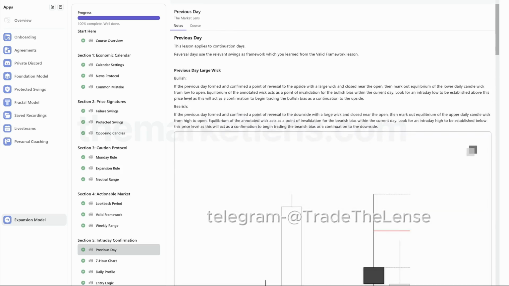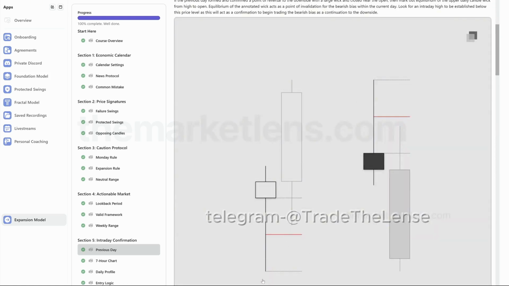If the previous day had a large wick and closed near the open, then we can just say that we're going to use 50% of that wick. So from the high of the wick to the low, 50% of that, we expect the following day, if it's a continuation, to remain in respect to that. Same thing with bearish. Large wick to the upside, closing near the opening price. I can use that wick from the low of the wick to the high, 50%. We expect the market to set some framework in reverse on the continuation day below that point.